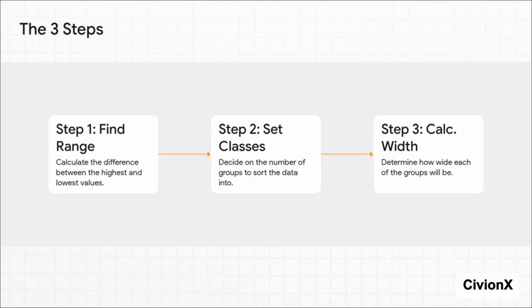First, we find the range of our data. That's just the highest value minus the lowest value. Simple. Then we decide how many groups, or classes as they're called, we want to sort the data into. And finally, we just calculate how wide each of those groups needs to be. That's it. Simple as that.